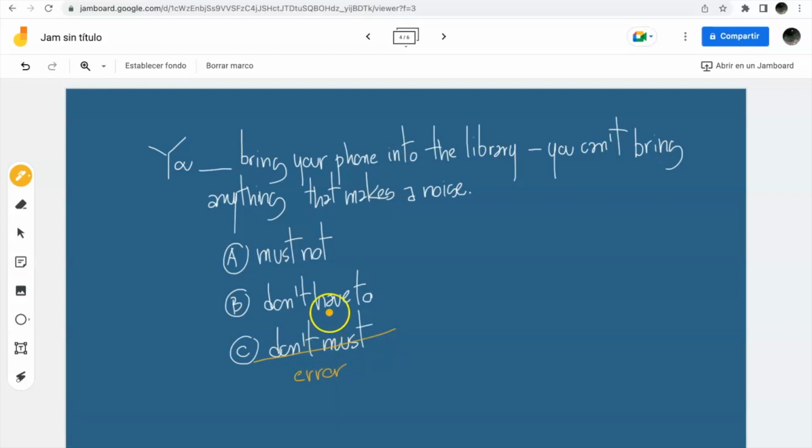Then, you don't have to bring your phone into the library. Well, this is a rule, okay? This is not your choice. Therefore, you don't have to bring your phone into the library. That's actually not the answer, because this is a rule. You have to respect rules. Therefore, you must not bring your phone into the library.